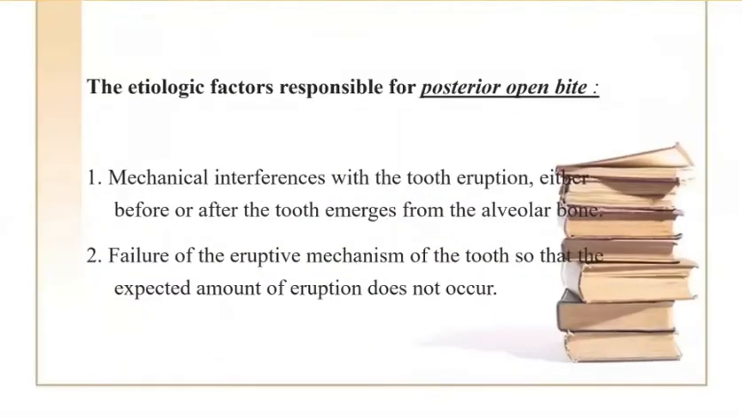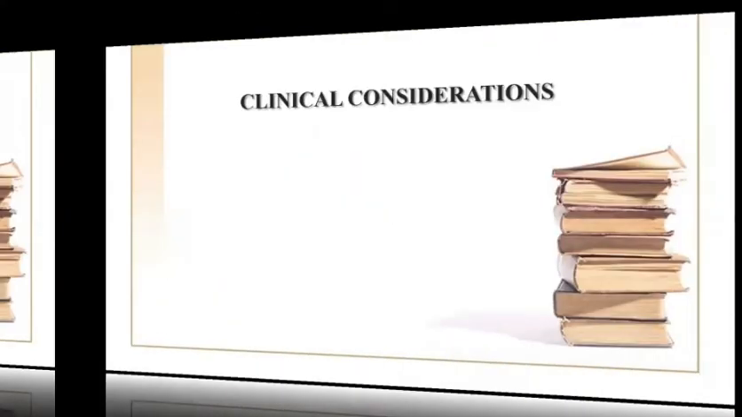The etiological factors responsible for posterior open bite are mechanical interferences with tooth eruption, either before or after the tooth emerges from the alveolar bone, and failure of the eruptive mechanism of the tooth so that the expected amount of eruption does not occur.